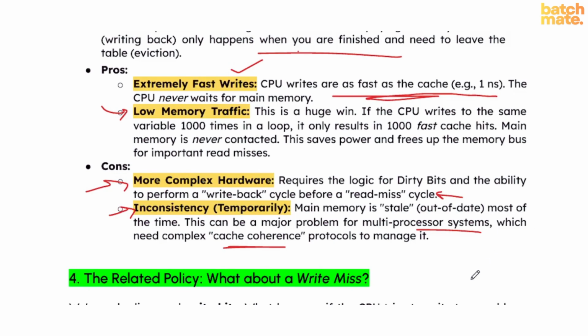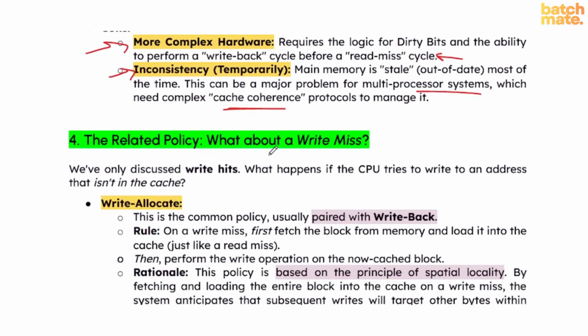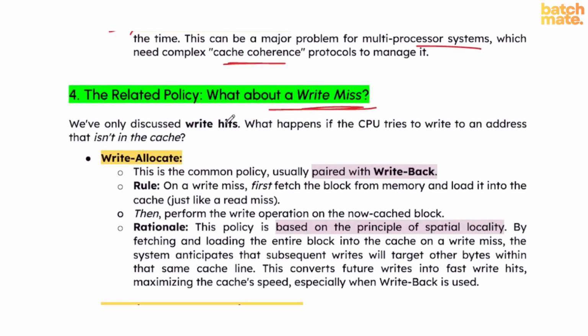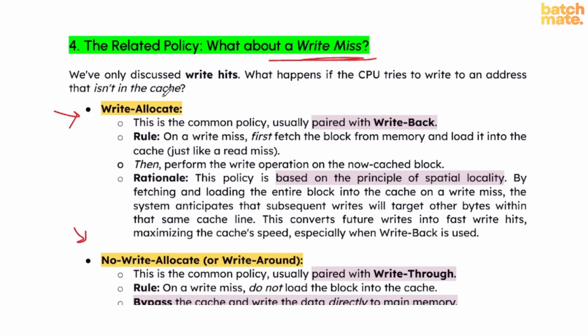Now, we have one final mystery. What happens if the CPU tries to write to an address that isn't in the cache? This is a write miss. We have two choices here, and they usually pair up with the policies we just learned. First, write-allocate. It is usually paired with write-back policy. The rule is that on a write miss, first fetch the block from memory and load it into the cache just exactly the same as a read miss. And then perform the write operation on the now cached block.